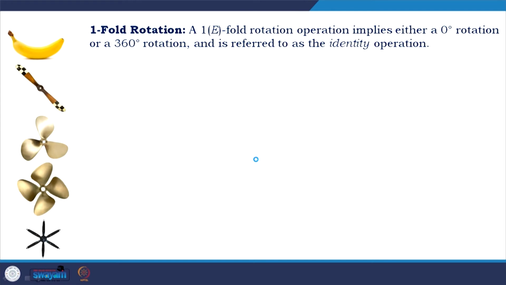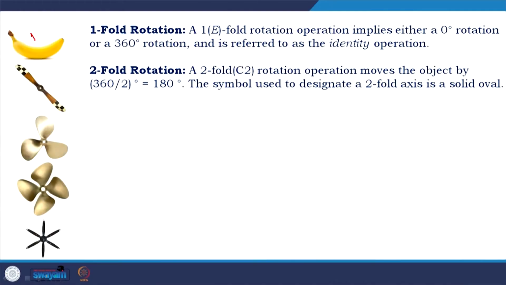For a banana, there is one fold rotation, and a one fold rotation operation implies either a 0 degree rotation or a 360 degree rotation and is referred to as the identity operation. So, you have no symmetry, but if you did not change anything, you definitely get the same. You make a 360 degree change, you definitely get the same for anything. So, this is one fold.